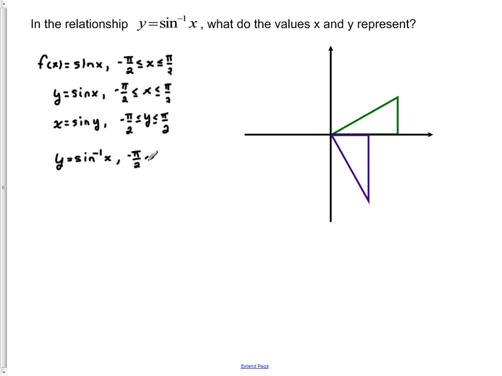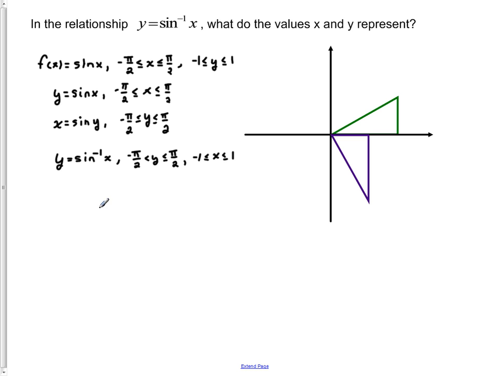Of course, what does that mean about x? Well, in the original function, f of x equals sine of x, we might note that the range of this function was negative 1 to positive 1. And so changing the place of x and y means that x is from negative 1 to positive 1. Now, what does that mean?